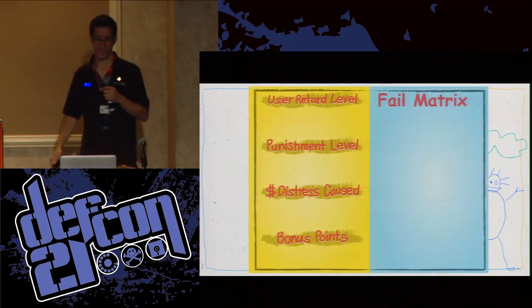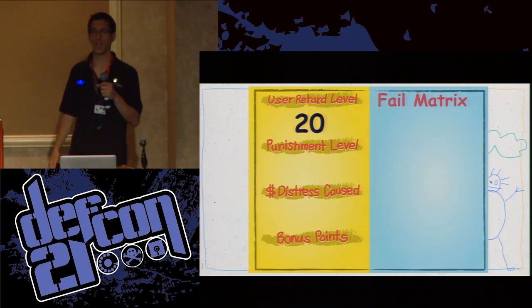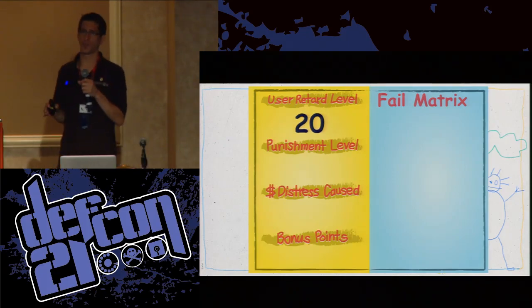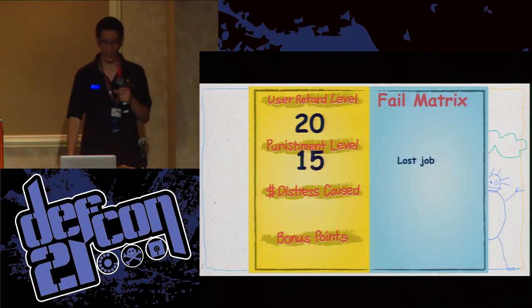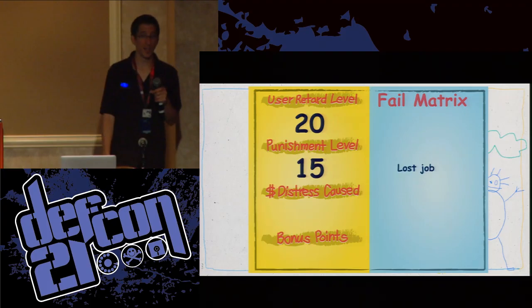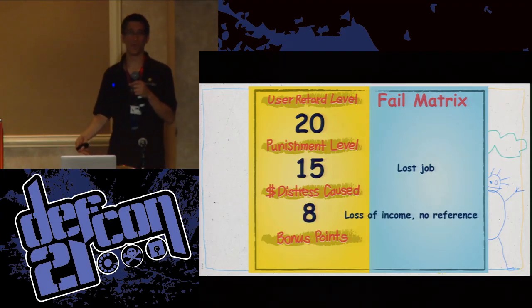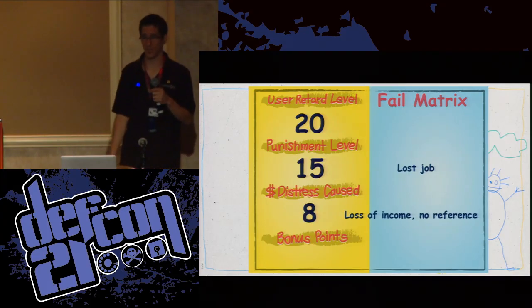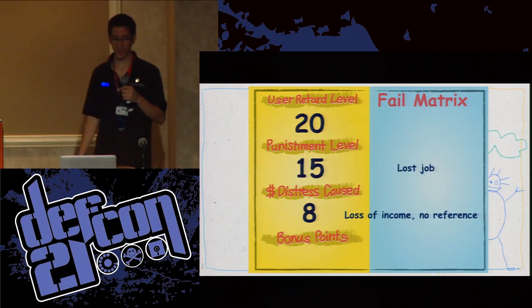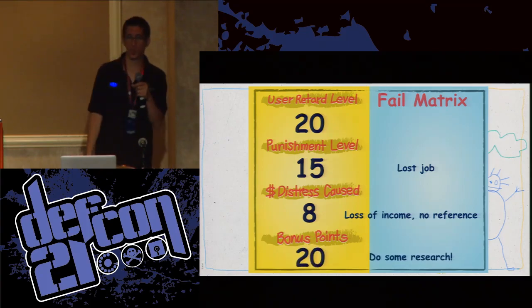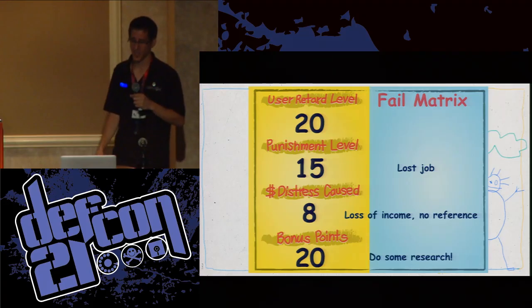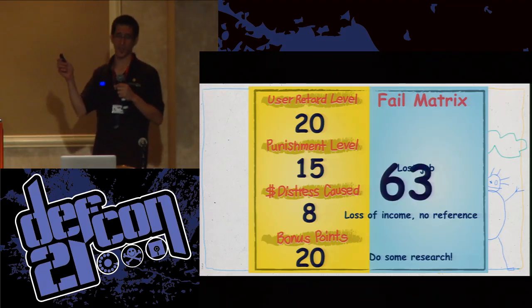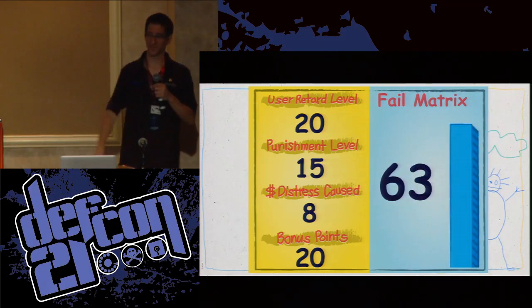For the fail matrix, user retard level would be about a 20, because he went through a lot of trouble to cover his tracks, and he did not cover his tracks. Punishment level would be 15. He lost his job. He also lost his references. He can't use that company as a reference anymore. So distress cause would be 8. Bonus points would be 20. Do some research. If you're going to use RDP to pull off some kind of a scam, know how RDP works. Adding it all up, we get a fail score of 63.